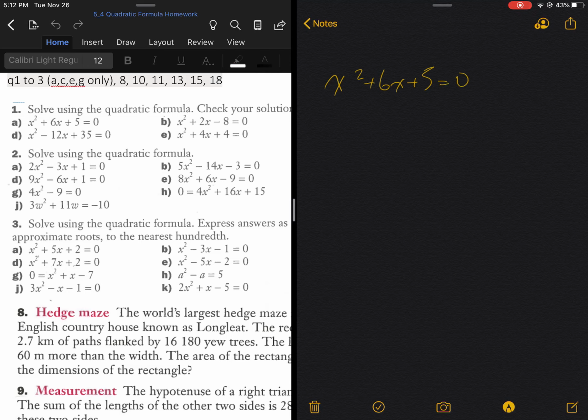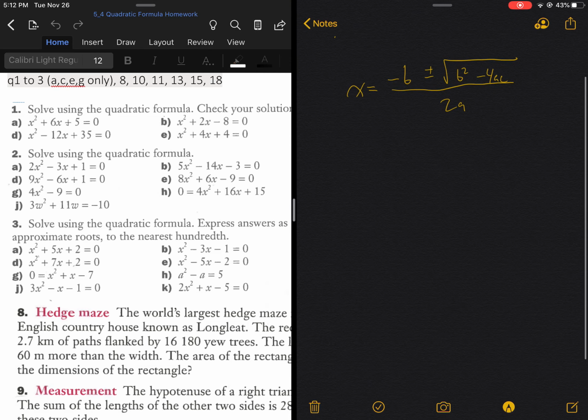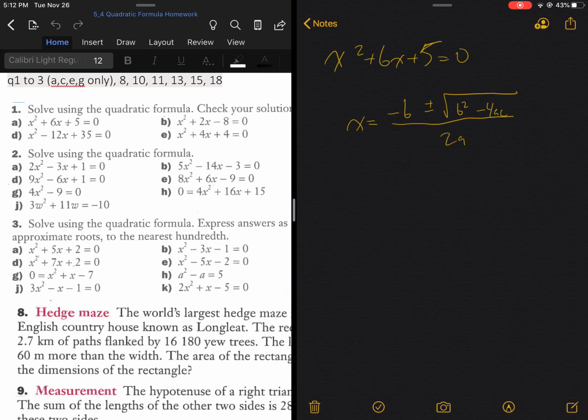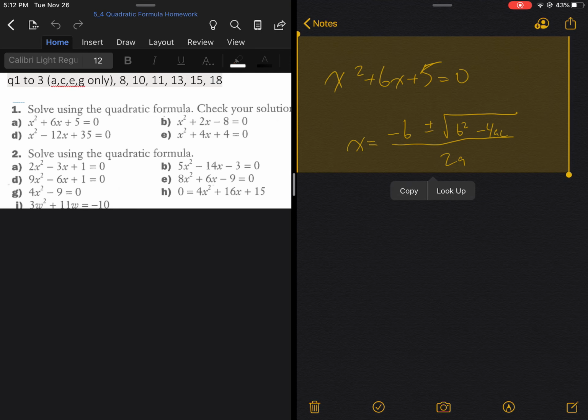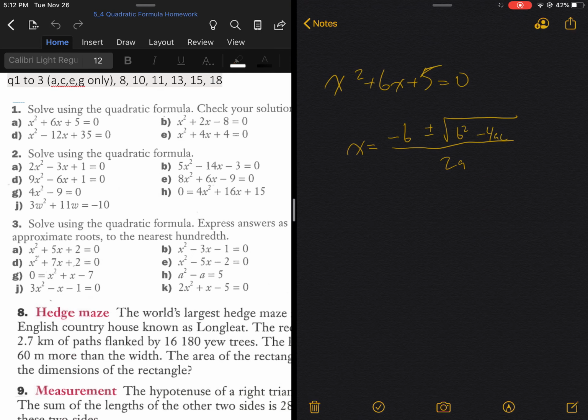Using the quadratic formula, solve these equations. X squared plus 6x plus 5 equals 0. All right, what's the quadratic formula? X equals minus b plus or minus the square root of b squared minus 4ac all over 2a. What does that mean? Well, b in this case is 6.